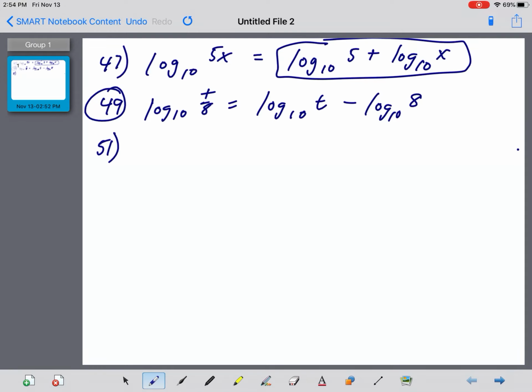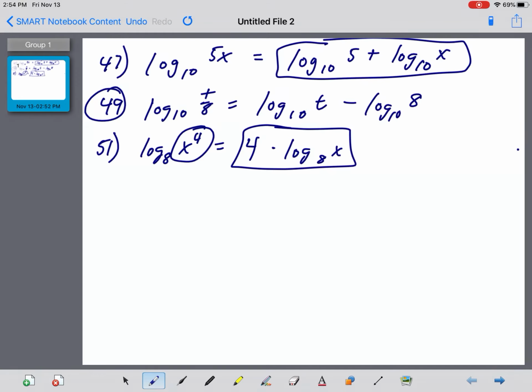51, we got a power. A power comes out as multiplication. So we got log base 8 of x to the 4th. For these, it really doesn't matter what the base is. It just matters what this stuff is. So that 4 becomes a multiplier: 4 times log base 8 of x. That's the answer to 51.